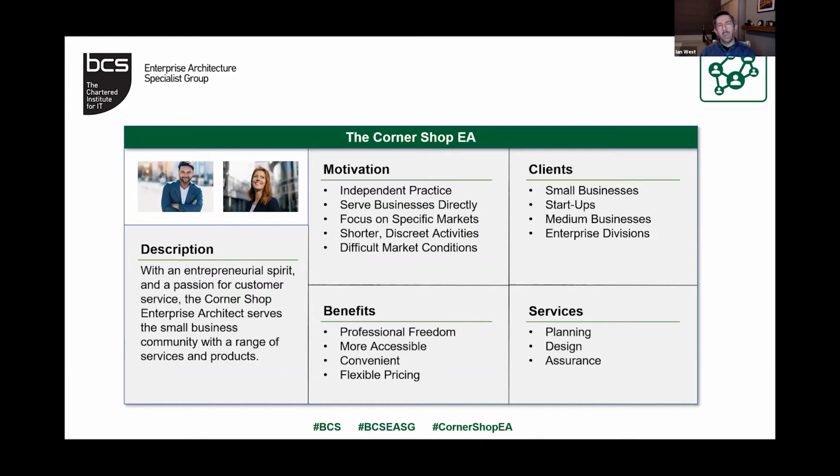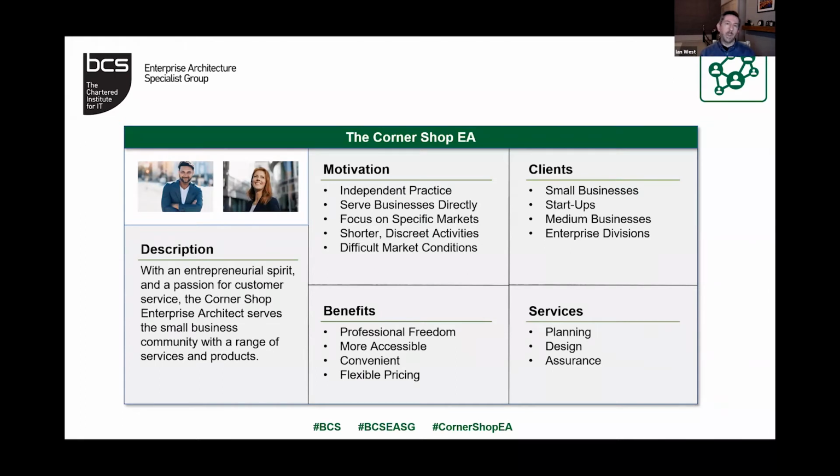And what that also means is that there might be more flexibility around the price. And that's something that I'd like to explore a little bit later: does this change in model change the way we think about how architecture services are priced and costed and delivered? So there are some of the benefits that the corner shop EA brings.